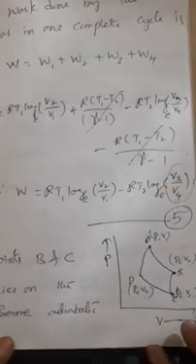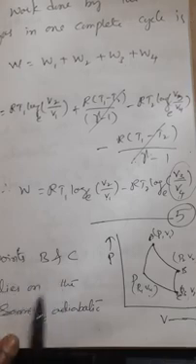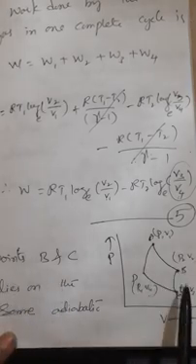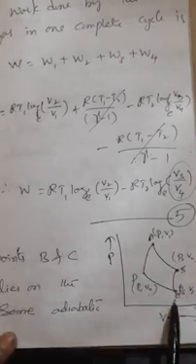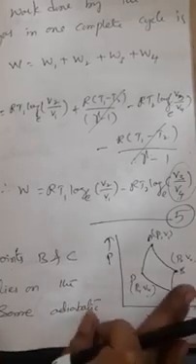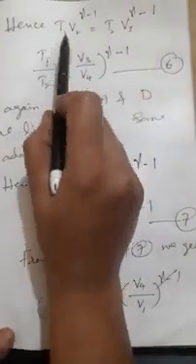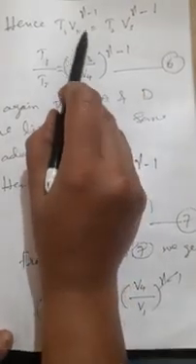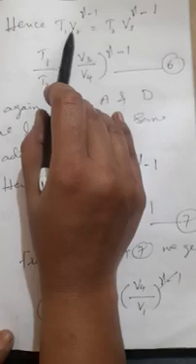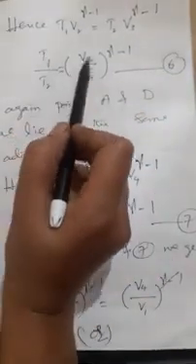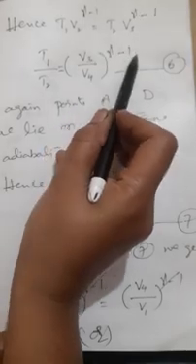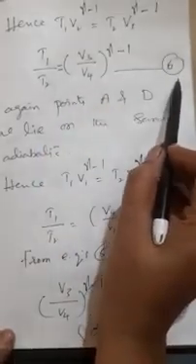For that purpose, just see the points B and C lie on the same adiabatic. So that's why we can write in terms of temperature and volume, the adiabatic equation is T1 V2 to the power of gamma minus 1 is equal to T2 V3 to the power of gamma minus 1. So we can write T1 by T2 is equal to V3 by V2 to the power of gamma minus 1. Let us take this as equation number 6.